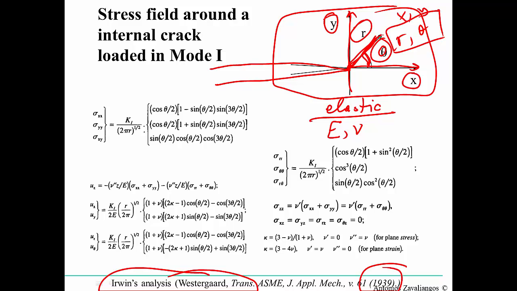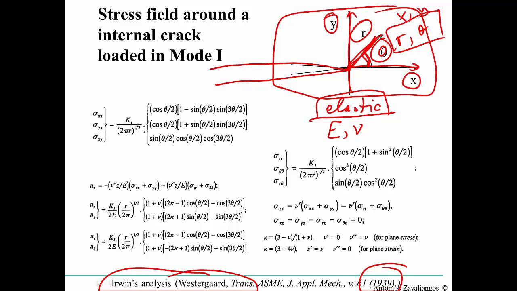Of course, this is an approximation. The material is not just elastic, it will yield, but for the time being, let's use this approximation as the basis of starting to quantitatively understand what is going on in front of the crack tip.